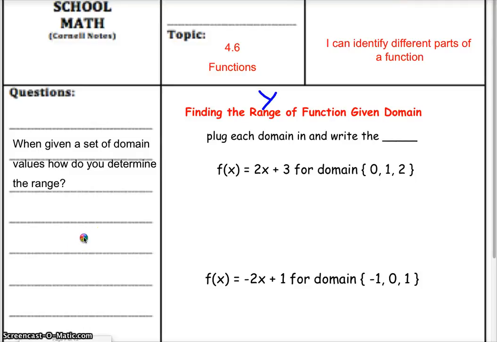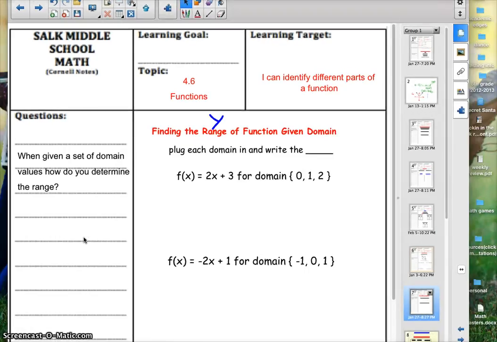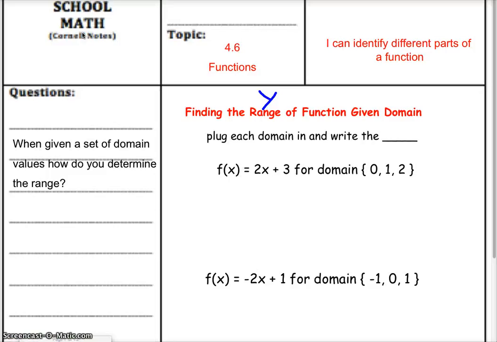Okay, so we're doing the last part of 4.6 with our function lesson, and that is going to be finding range given the domain. We're going to be able to find range today if we know the domain. You need to know that the range is really the y of a function. Range is y. That's why I put y on top of range. That's what the range is.